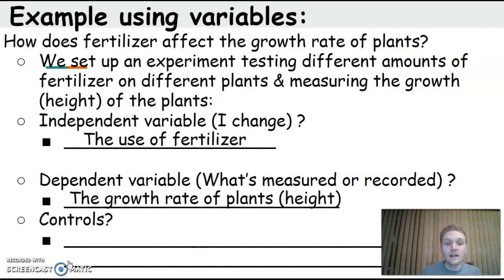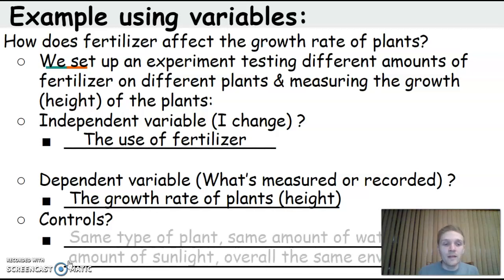We're going to look at the plant's height, and that's going to be the growth rate of plants. That's the thing that we're measuring to see if the fertilizer has an effect on it. Lastly, we're going to look at our controls. So these are the things that we're going to want to be the same in the experiment, right?